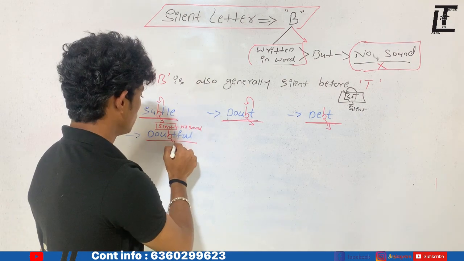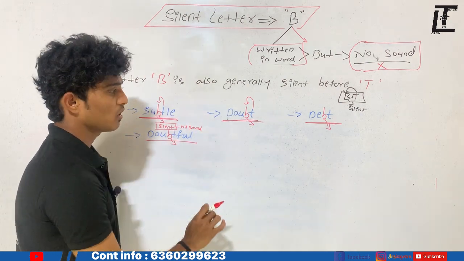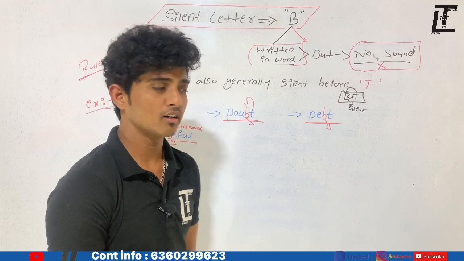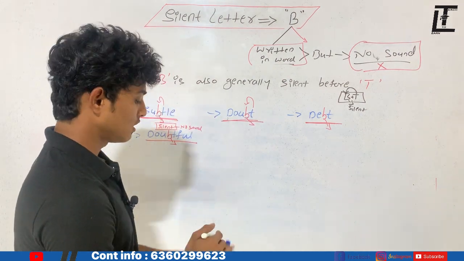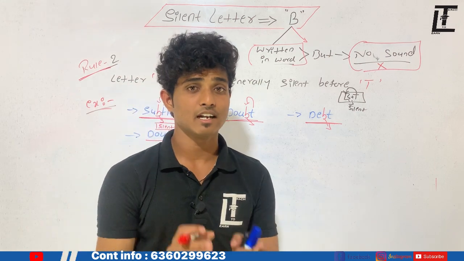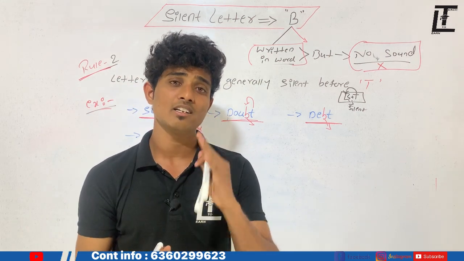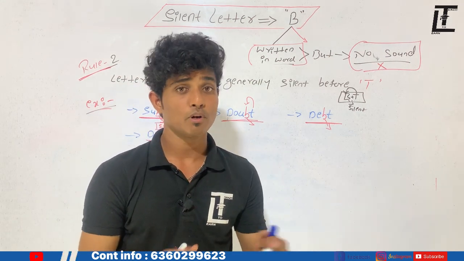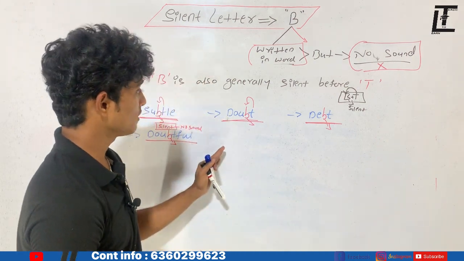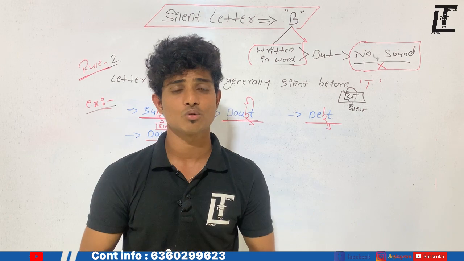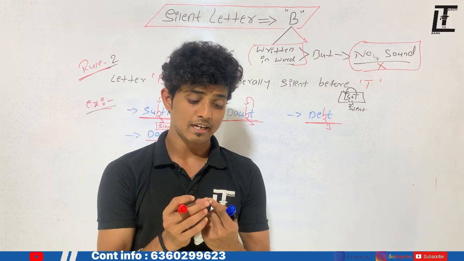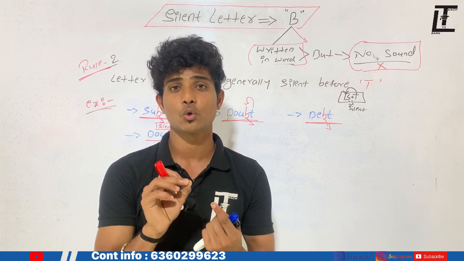It is doubtful. So the letters written with the red marker before this T are the silent letters. This is what rule number 2 says, that letter B is silent when it is written before T, but not everywhere. I have written such examples here, and I hope you have understood rule number 1 and rule number 2 of the silent letter B.